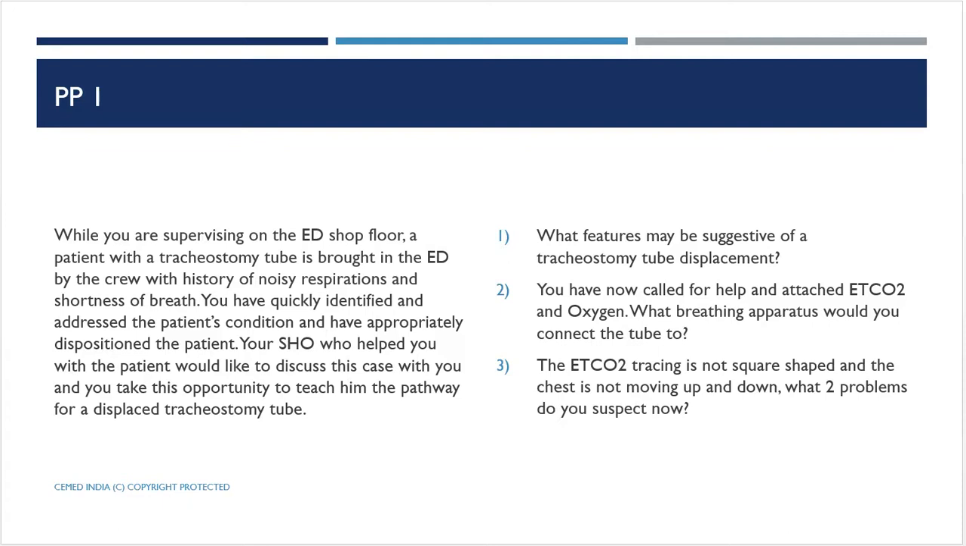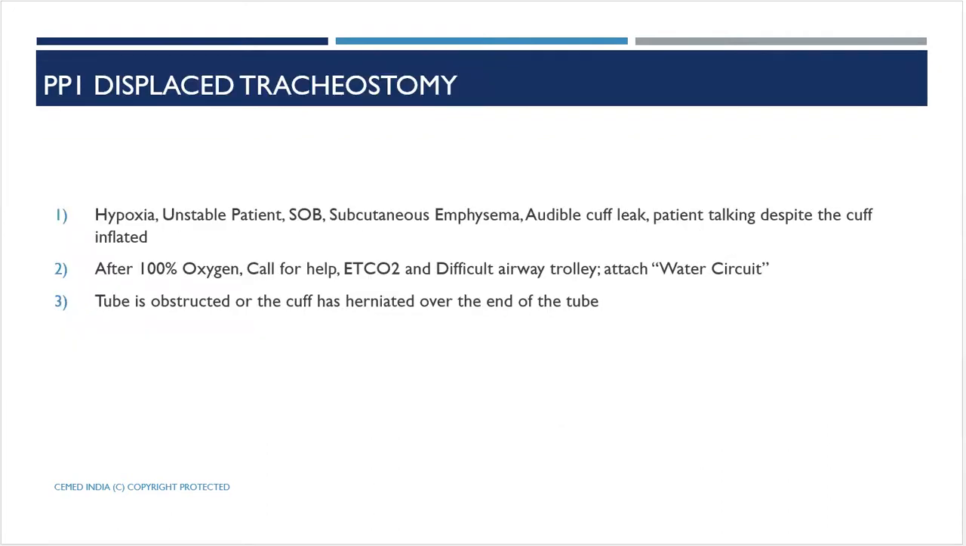And in displaced tracheostomy, there is a nice algorithm which you should know. What breathing apparatus you would like to connect to. In the Difficult Airway Society algorithm, they say that you need to connect to a water circuit or Mapleson C. If the EtCO2 tracing is not squared and the chest is not moving up and down, that means the tube is obstructed or is in the wrong passage. So the tube is obstructed or the cuff has herniated over the end of the tube.